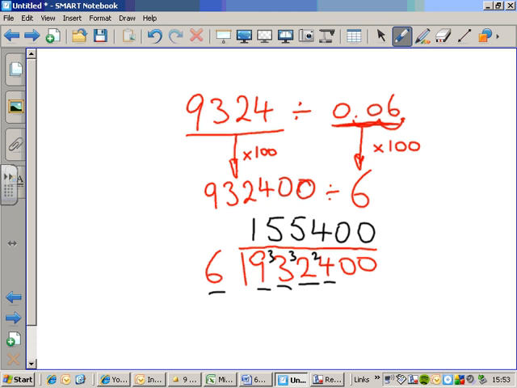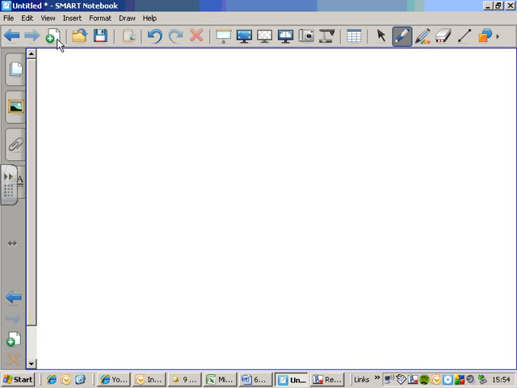155,400. Again, the answer is bigger than the number we started with, but that makes sense because we're dividing by 600ths. We're saying how many lots of 600ths go into 9,324. The answer is loads. But to be honest, that's it. That's dividing by decimals. You just have to make sure that you make your divisor, the number you're dividing by, into a whole number, and that's fine. And then the rest just deals with itself.